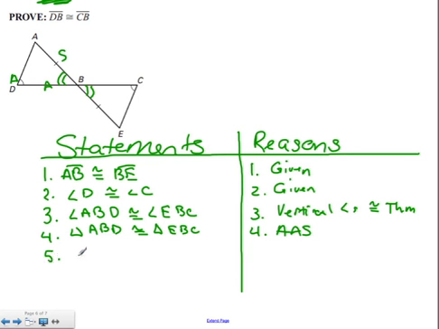The fifth statement, we're going to actually prove an extra piece of these triangles congruent, so we'll just say that DB is congruent to CB. It's by CPCTC.